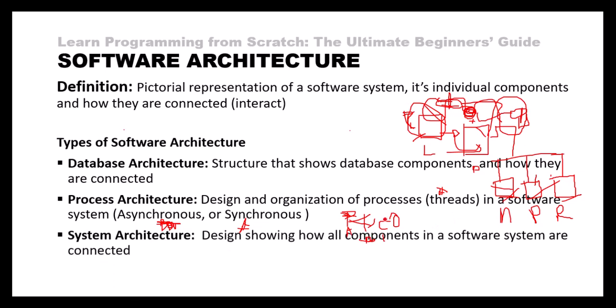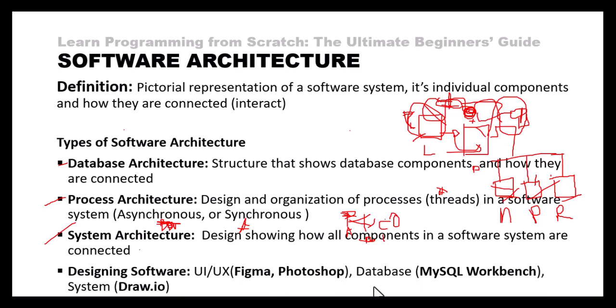Okay, the third architecture you should be aware of is called the system architecture. System architecture is the architecture for the entire system. It shows all the components in a software and how they are connected, all the subsystems. So you have database architecture or process architecture. In system architecture, you're going to have one huge design or diagram, a pictorial representation, that shows the database architecture, the process architecture, all the architectures of the software interconnected in that single diagram. And that huge diagram is going to be called what? The system architecture. So you have database architecture, your process architecture, and also you have system architecture.